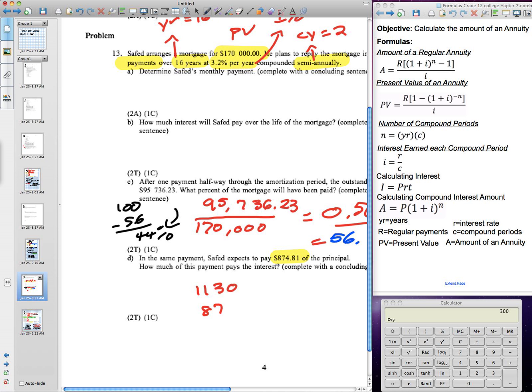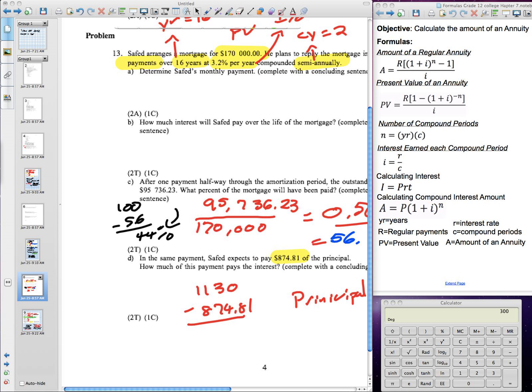So because the monthly payments were $1,130, and he's paying $874.81 of principal. Is it PAL? Yeah. PAL. Okay, not the other principal. We have to figure out how much of this payment is interest. So first of all, we need to subtract that amount from the amount I'm paying. If they're paying $1,130 a month, and 874 of those dollars are principal, how much of it is interest? So, of this amount, $255.19 is interest. Okay? So of that payment, $255 is interest.